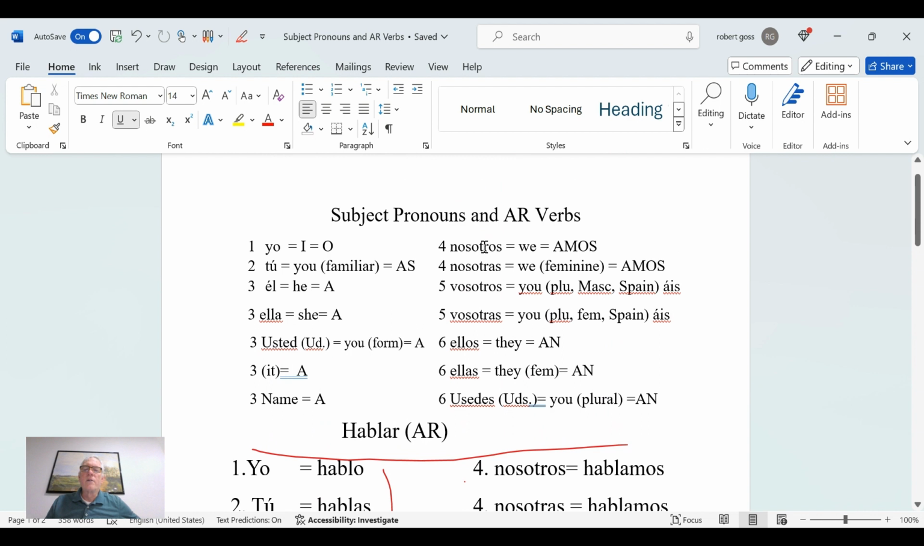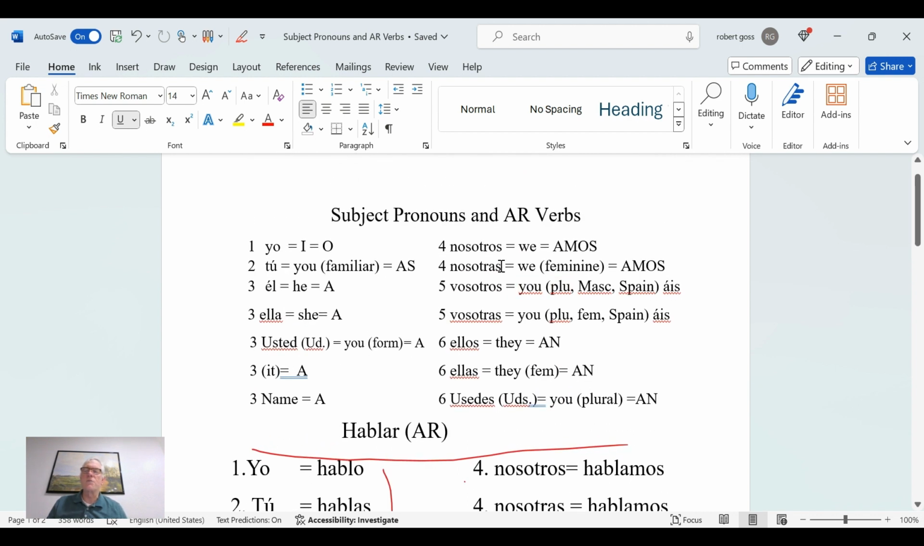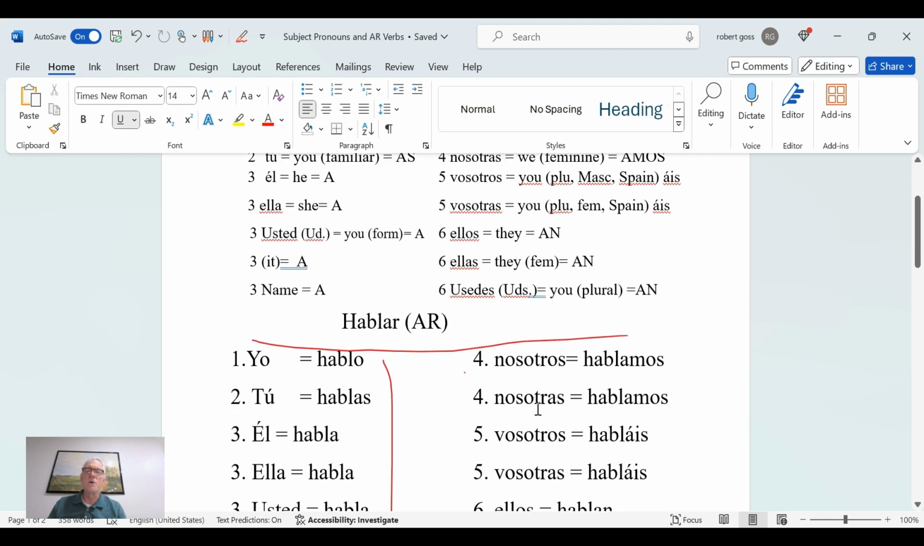Let's look at number 4, nosotros, we. Nosotros, we that are masculine, or we that's a mixed group, we would cross off the AR and put AMOS. So nosotros hablamos, we speak. Nosotras, that's we that's feminine, so that's we with only girls as members of the group. We'd cross off the AR and put the same ending of AMOS. That would be nosotras hablamos.